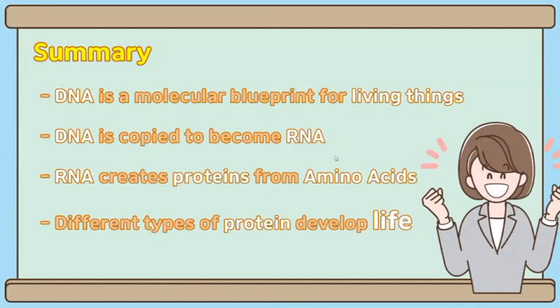This process may be a very complicated one for most of people. So, to give a summary, DNAs are the molecular blueprints for a living thing. These DNAs are copied to make up RNAs. Then, these RNAs create protein from amino acids. And protein creates life, meaning anything that you can consider as a living thing, such as you, your family, friends, your pet, and so forth.